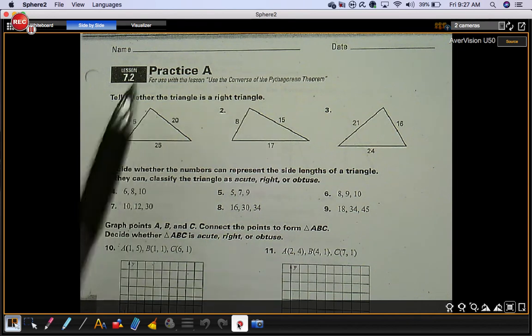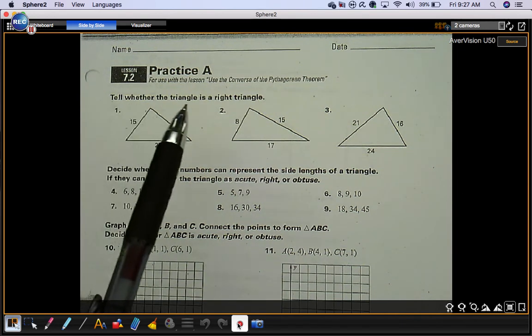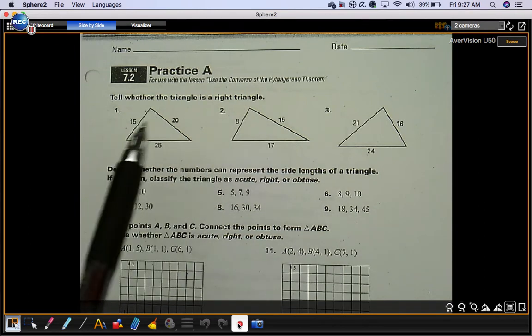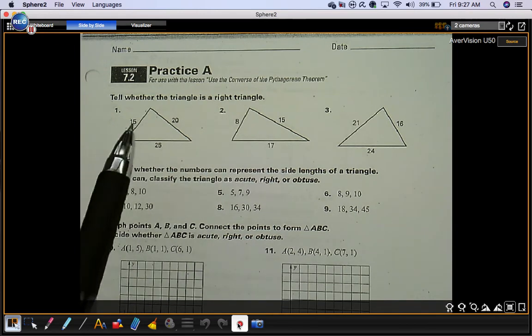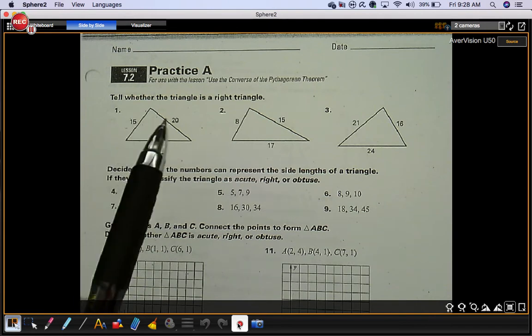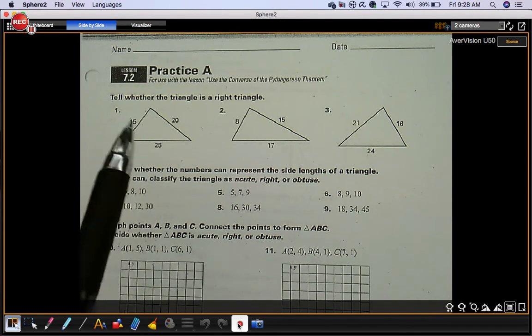This is practice A for section 7.2. We're going to tell whether the triangle is a right triangle. So they give you three side lengths: 15, 20, 25. Those numbers probably should look familiar to you at this point.